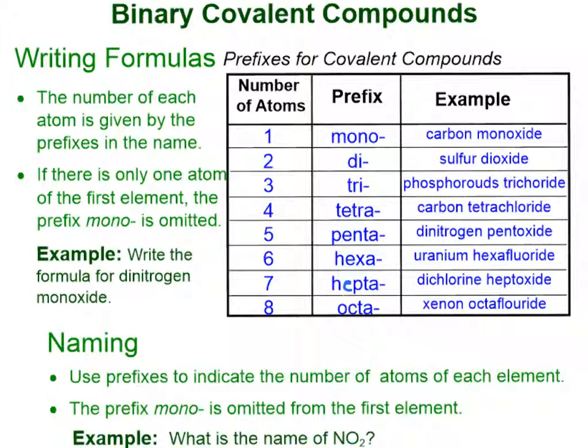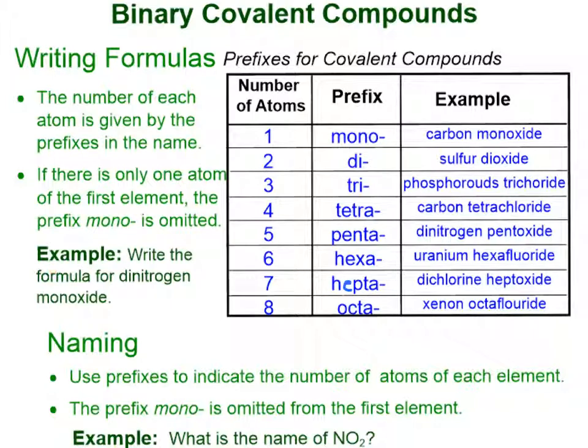How does this work? Well, to write the formula, the number of each atom is given by the prefixes in the name. If there's only one atom of the very first element, then the prefix mono is going to be omitted, only for the first element. So let's look at an example to help you understand what I'm talking about.